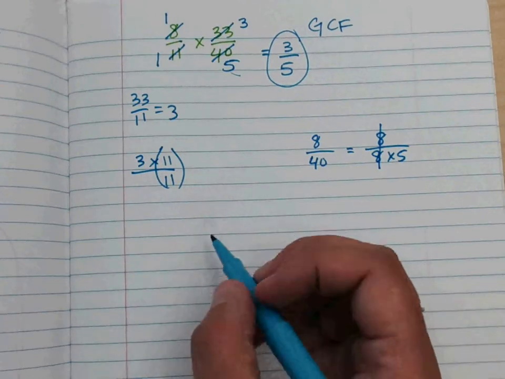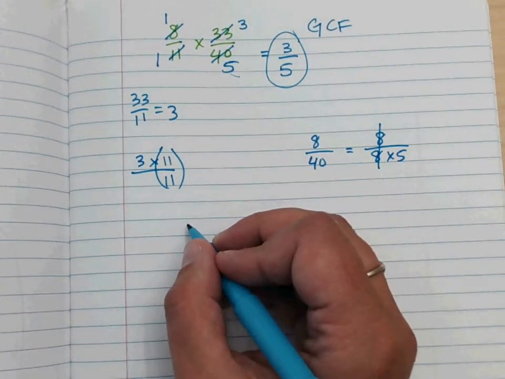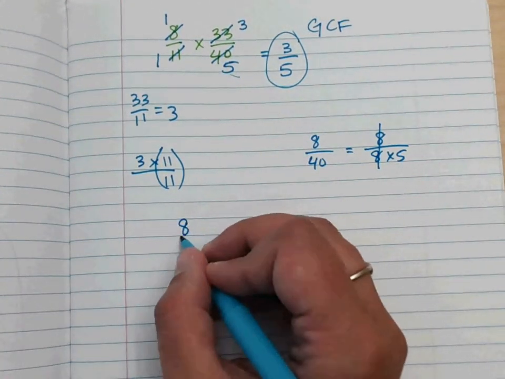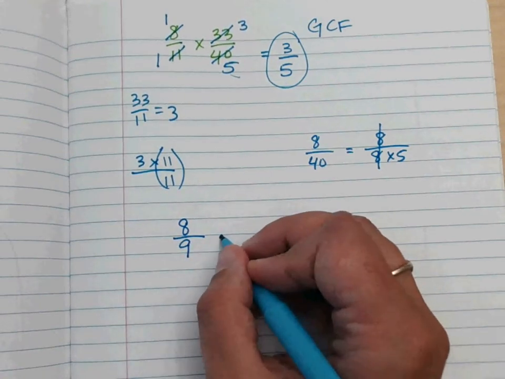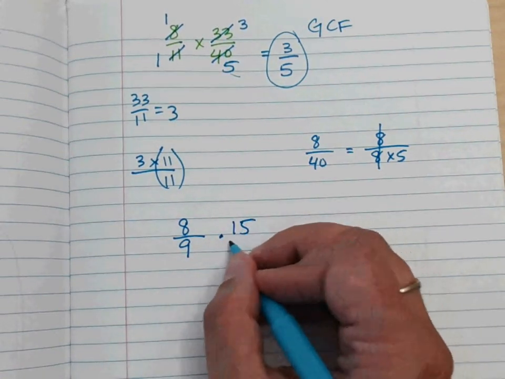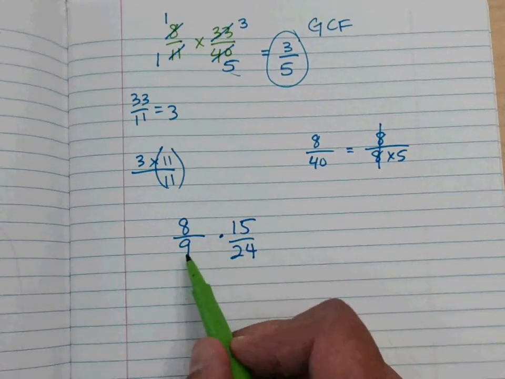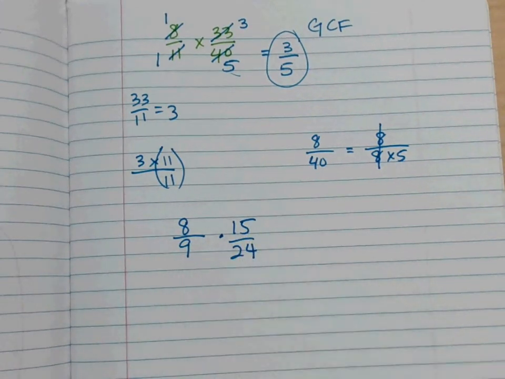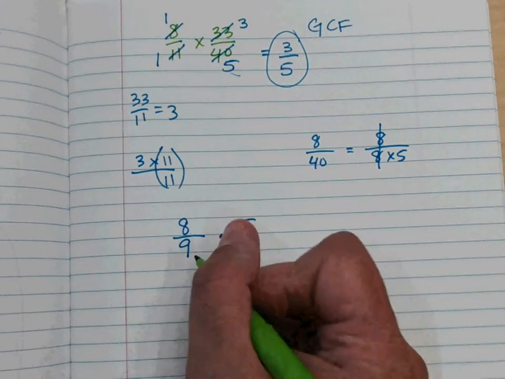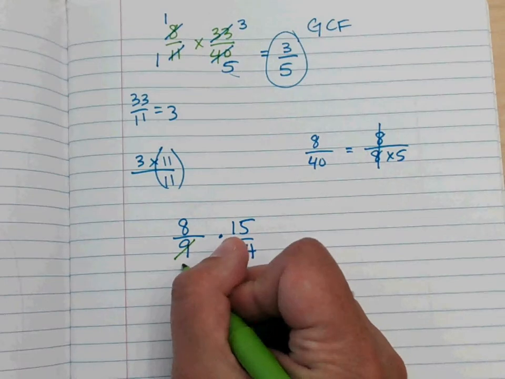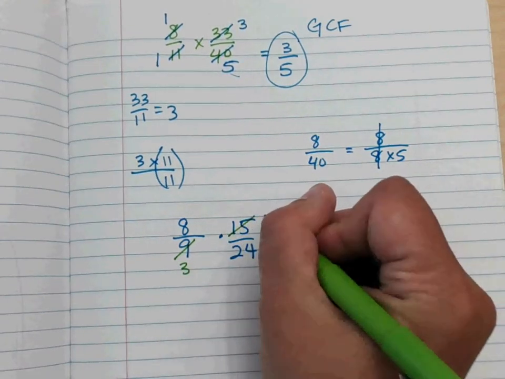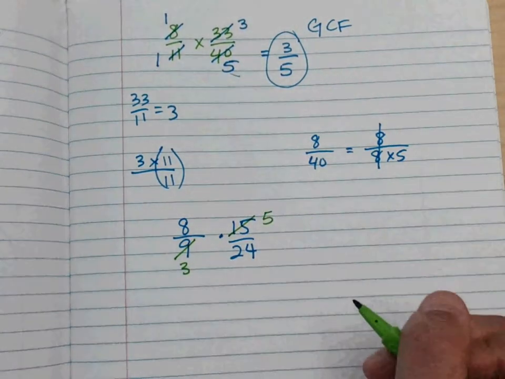Yeah. So let me try another one. I'll just take the next one from your sheet. 8 over 9 times 15 over 24. So when we cross cancel, we're looking for the biggest number that goes into both. When we look at 9 and 15, do you see that they have something in common? 3, right? 3 goes in here 3 times. 3 goes in here 5 times.